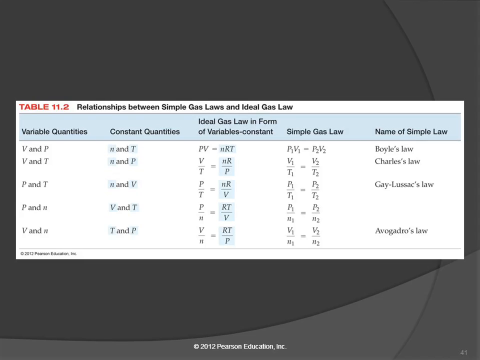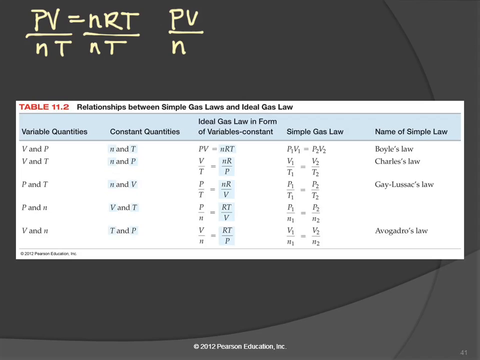Okay, so if we take the ideal gas law, PV equals nRT, and we solve for R, we're going to divide by n and T. So now we have PV over nT equals R. R is the constant, the proportionality constant. And it had units, well, it is 0.0821 liter atmospheres per mole Kelvin. Oh, that's just the unit.